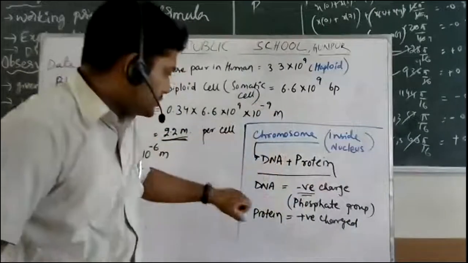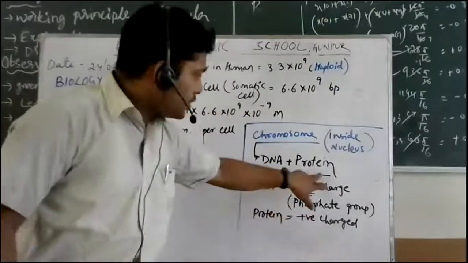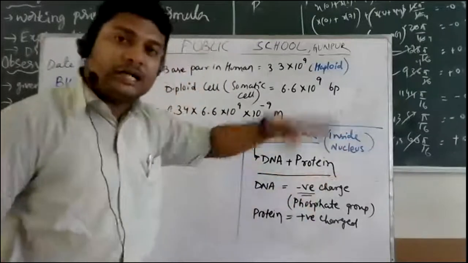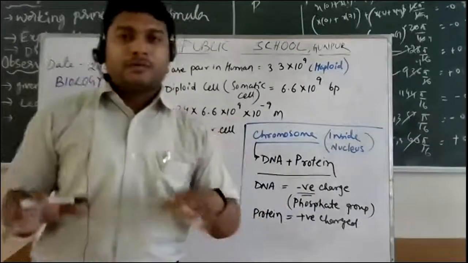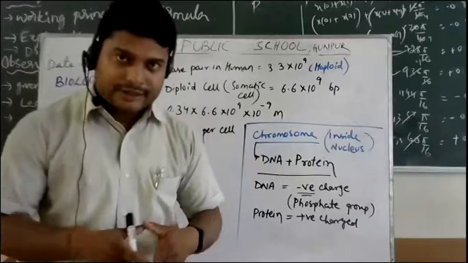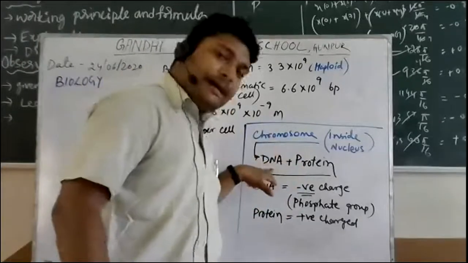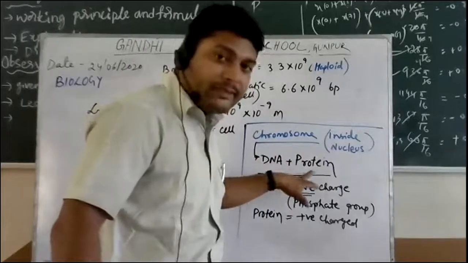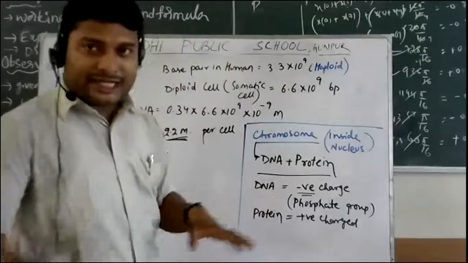But overall, what is going to happen is the DNA gets associated with certain positively charged proteins, and they're going to form the supercoiled structure, where we talk about both prokaryotes and eukaryotes. In both cases, they're going to attach to each other, the DNA being negatively charged and the protein being positively charged.